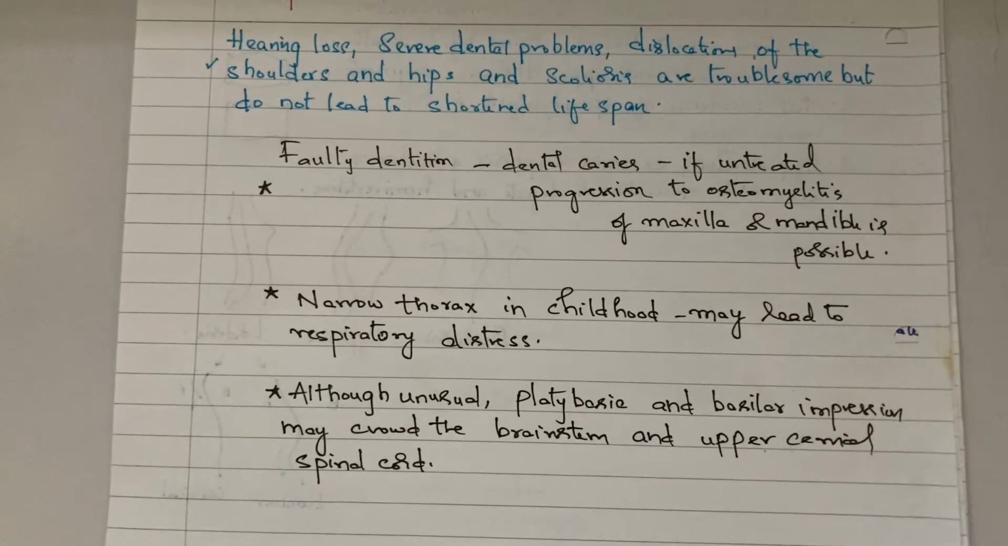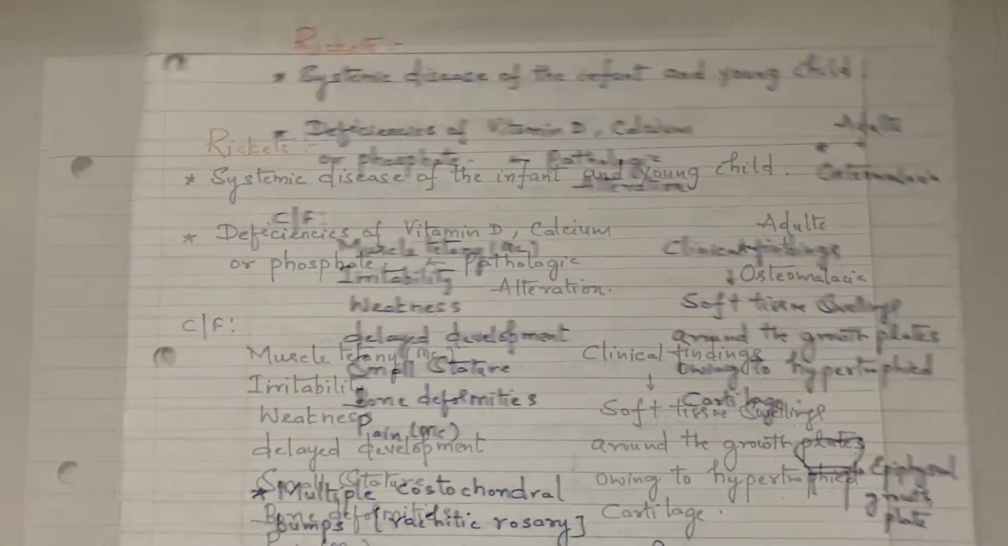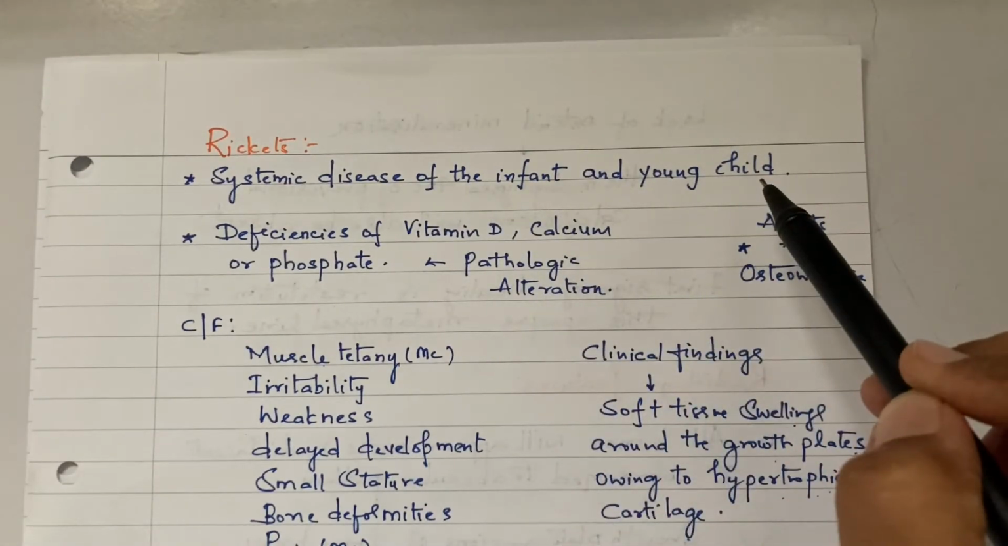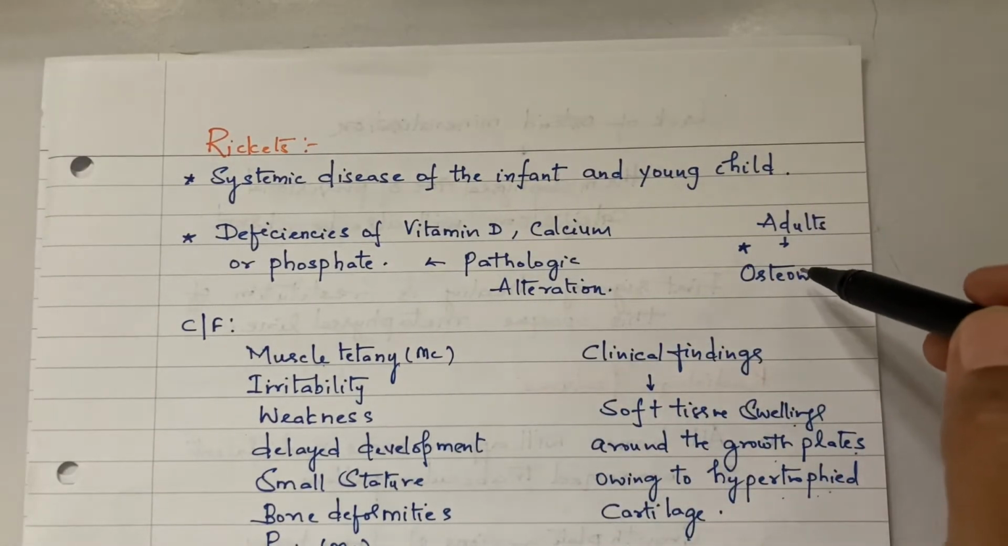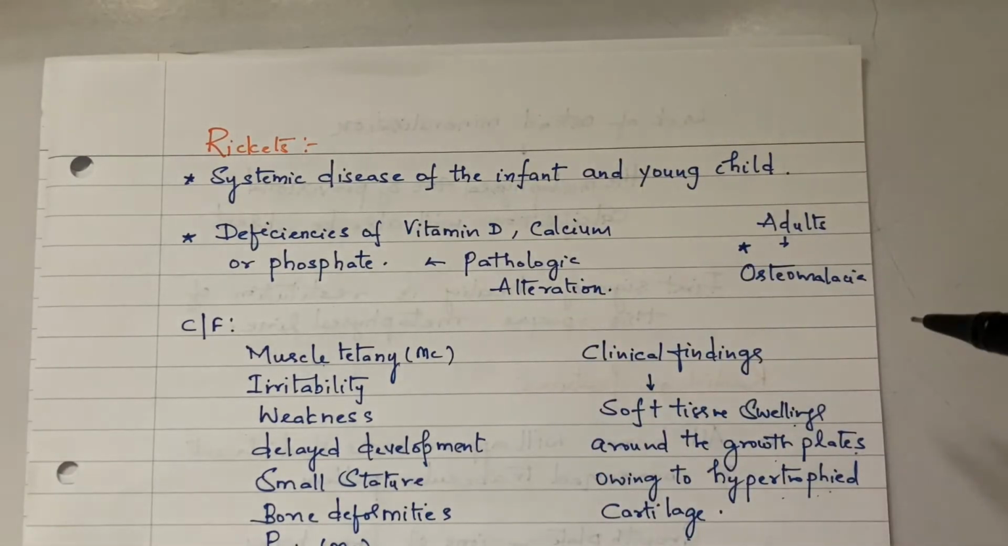Then coming to the second question, that is rickets. The next topic is rickets. It is a systemic disease of infants and young children, due to vitamin D deficiency. If it occurs in adults, it is called osteomalacia.